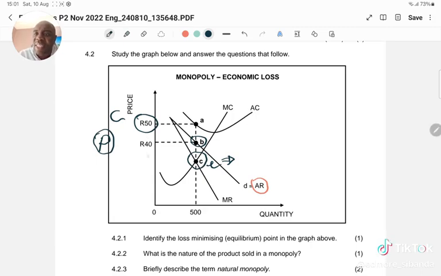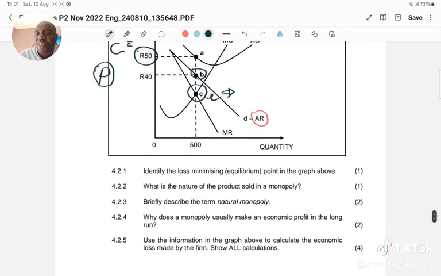Because the product is being sold at 40 rands, but it cost us 50 rands to produce. So indeed, this diagram shows an economic loss. Now, let's answer the questions.